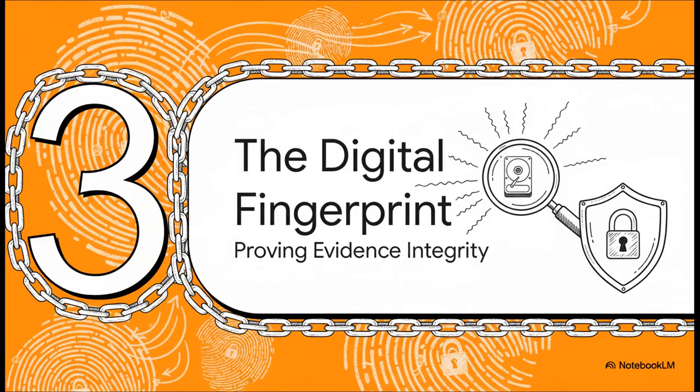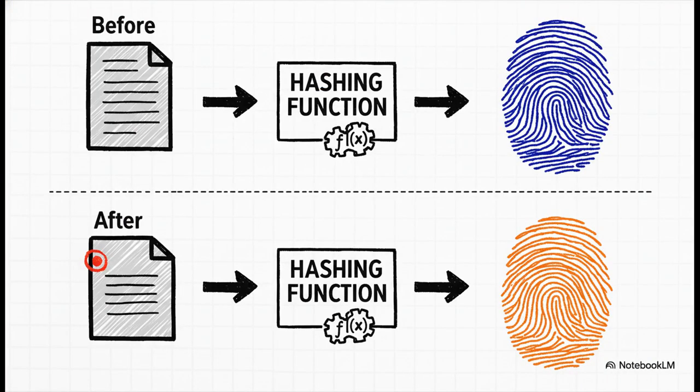Okay, but once you find a piece of evidence, how do you prove it hasn't been altered? How do you seal the digital evidence bag? Well, that brings us to a concept known as the digital fingerprint. This is done through a process called hashing.